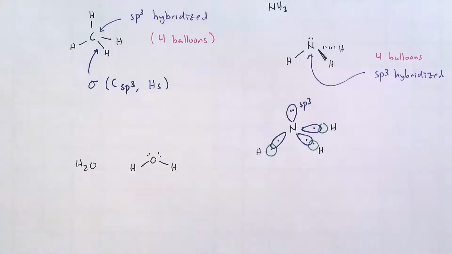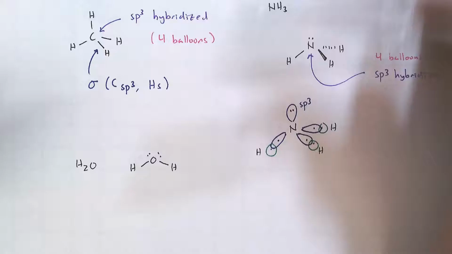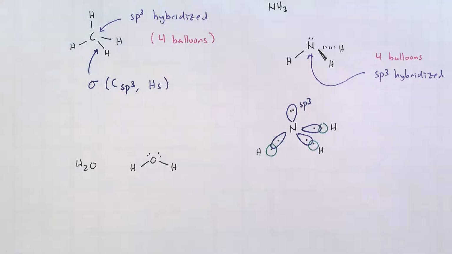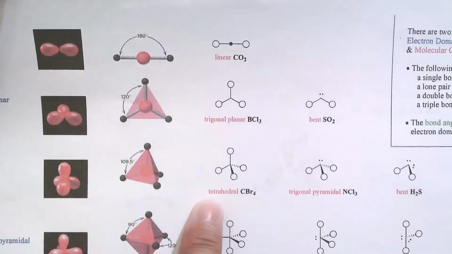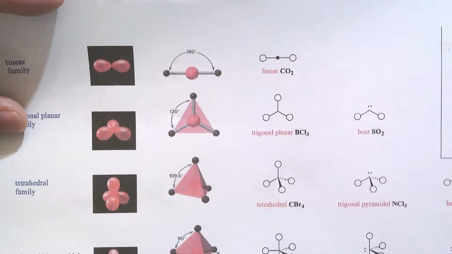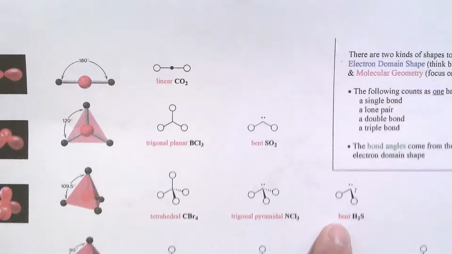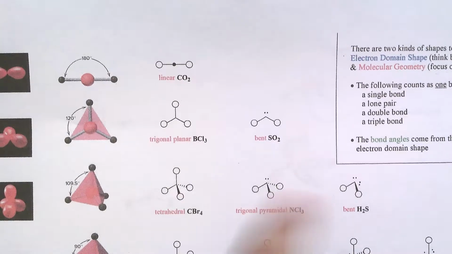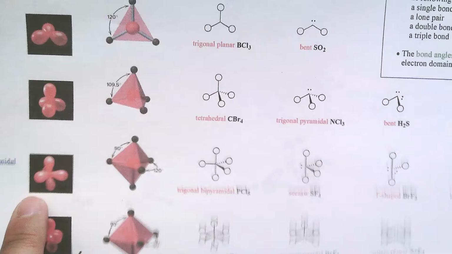Okay, now what about other hybridization states? Oh, here it is. Did you realize that when we look at methane, ammonia, and water, we took care of the tetrahedral family? This was a study sheet from a previous video. The tetrahedral family: here, here, and then water would be bent. The main point is that all of those central atoms are sp3 hybridized. What about the trigonal bipyramidal family?